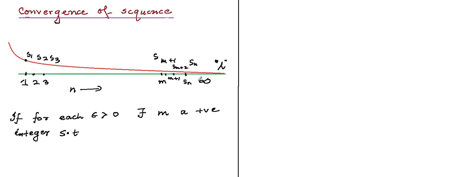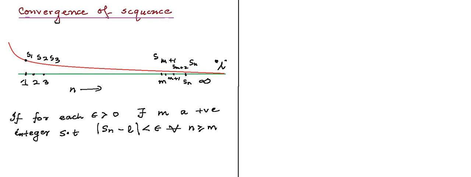Now, if you write it down mathematically, you can say that the modulus of Sn minus L, the distance between Sn and L, is always less than the epsilon that we have chosen. Why have we put the modulus here? Because distance cannot be negative. Now, this is true for all the values where n is greater than or equal to m. So this is the definition for the convergence of a sequence.